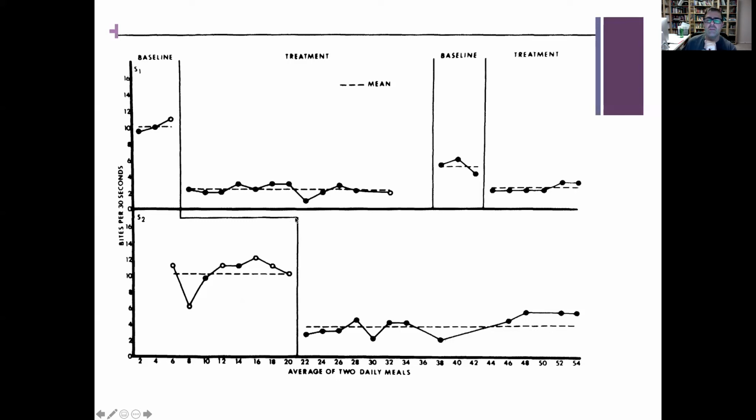And of course, it was at a different point in time. So you could not say that it was something that happened at this point, because otherwise this behavior would have decreased as well. And here's the fun fact.